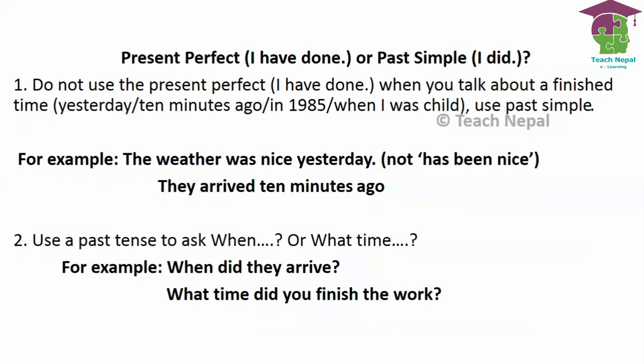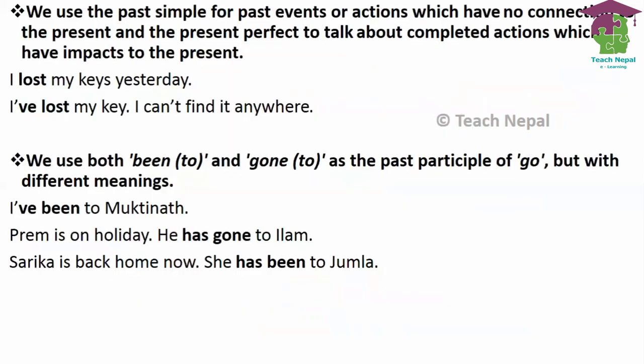Use a past tense to ask when or what time. For example, what time did they arrive? When did they arrive? Or what time did you finish the work? In this way, we need to use the past simple or present perfect. It's always a matter of confusion, right? We use the past simple for past events or actions which have no connection to the present, and the present perfect to talk about completed actions which have an impact on the present time, right?